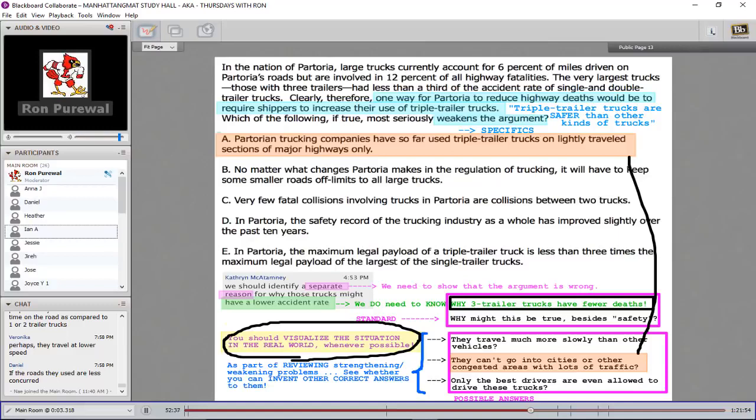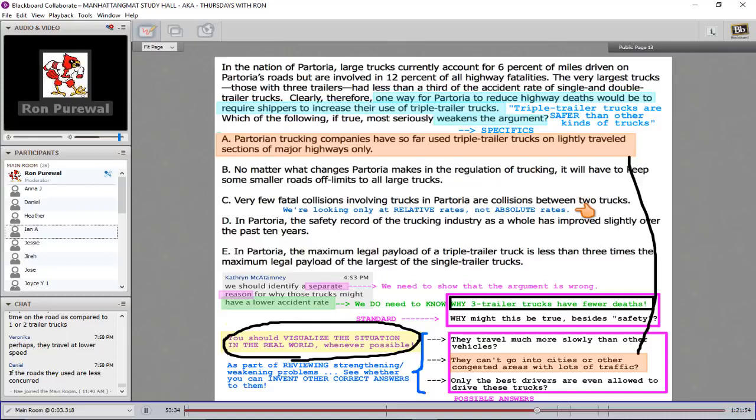For sure. The other choices, you should also be able to eliminate, right? Choice B, nobody picked B, doesn't really have anything to do with anything. Choice C doesn't really matter because the absolute rate of fatalities doesn't matter here. The point here is that relative to other trucks, these ones have a lower fatality rate. We're not concerned with absolute rates at all. We're only looking at relative rates, not absolute rates. So this is not a thing.